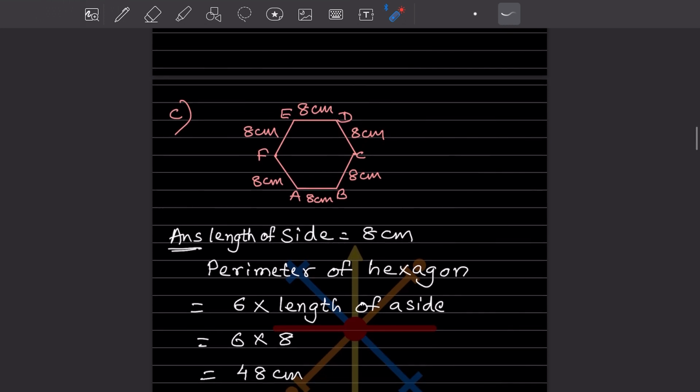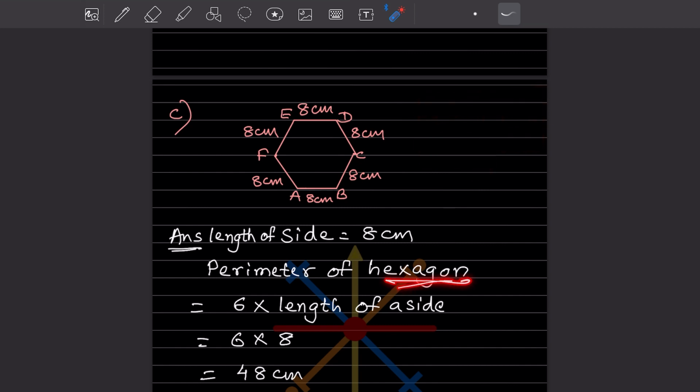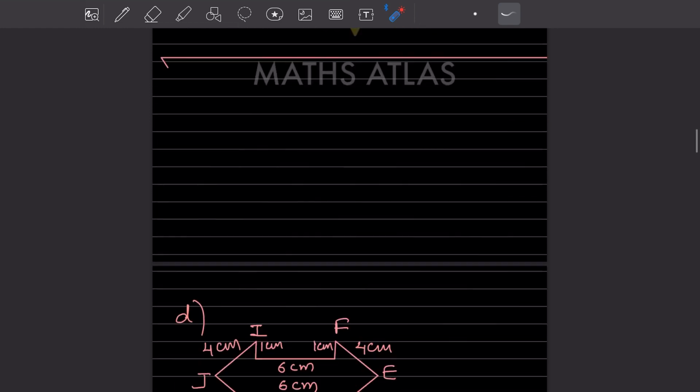Now for this one, can you see how many sides this has? 1, 2, 3, 4, 5, 6. So you know penta means pentagon. Pentagon means 5. Hexagon means 6. Heptagon means 7. Octagon means 8. And so on. So here this is 6, which means it is a hexagon. So what is the formula for the perimeter of a hexagon? 6 multiplied by the length of a side. Here the length is given as 8. So 6 multiplied by 8, that is 48 centimeter.